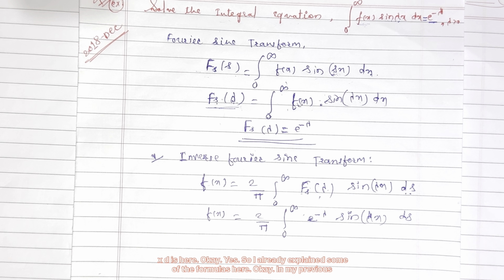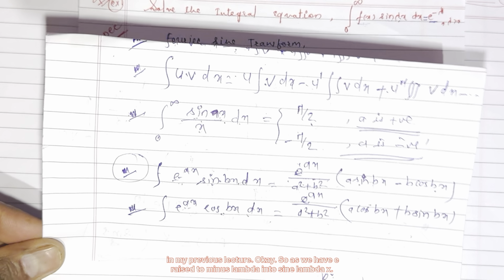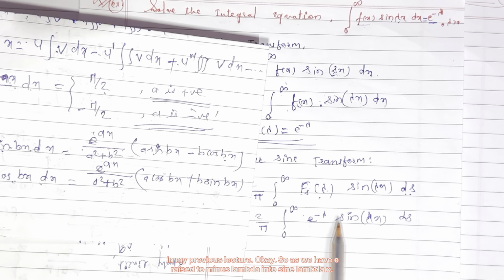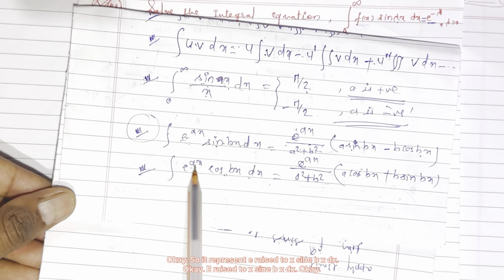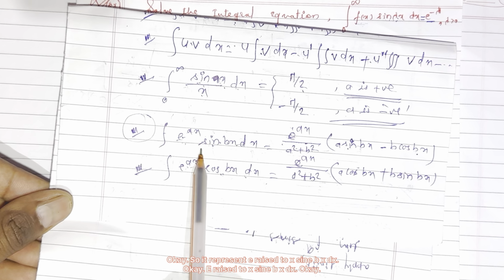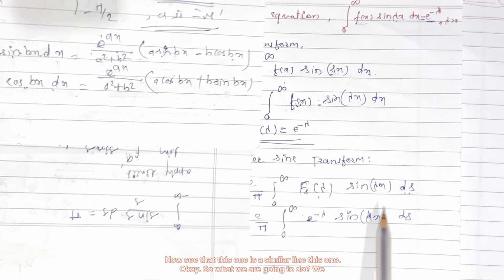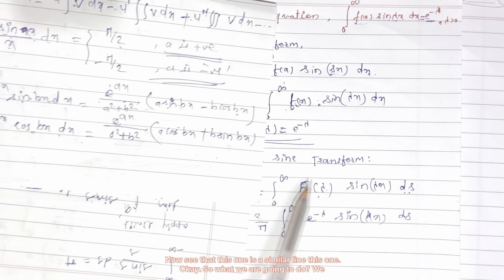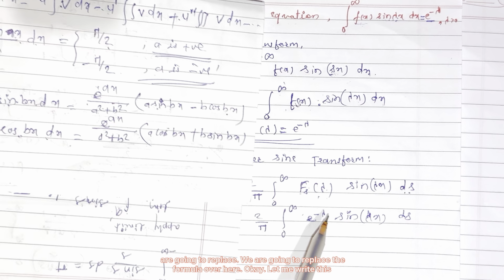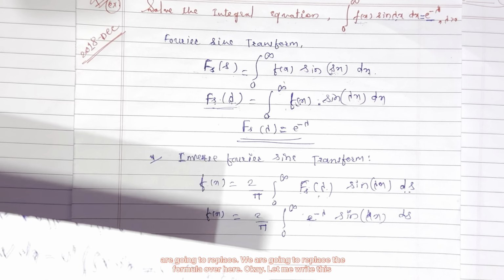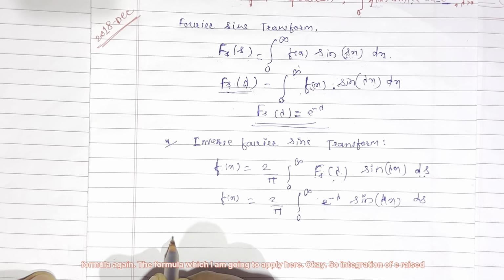I already explained some of the formulas for solving such an integral in my previous lecture. Now I'm going to show you that formula. As we have e raised to minus lambda into sine lambda x, it represents e raised to ax sine bx dx. This one is similar to that one, so we are going to replace using the formula. Let me write the formula which I am going to apply here.